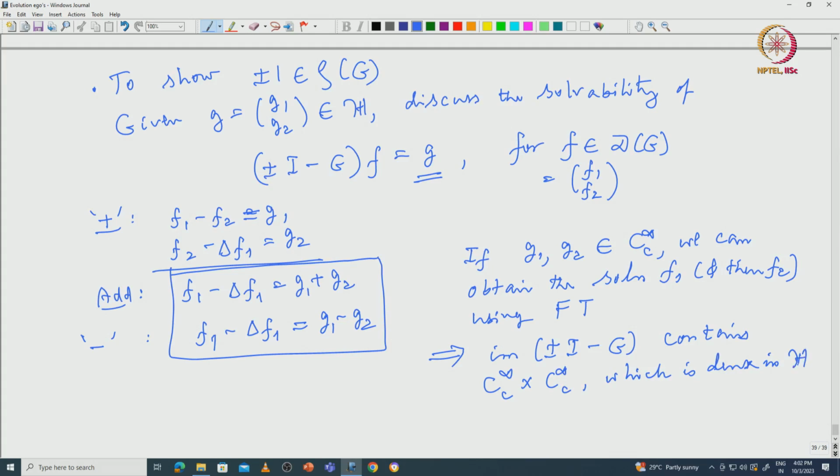So, that means the image is dense. Okay. So, by my earlier remark, the image of plus or minus I minus G is dense in H. And that proves G is skew-adjoint.